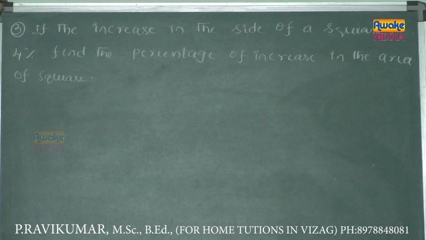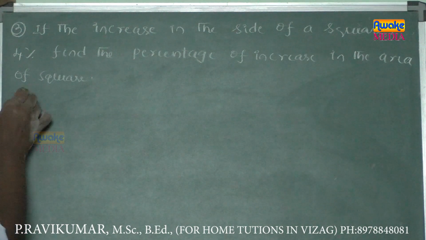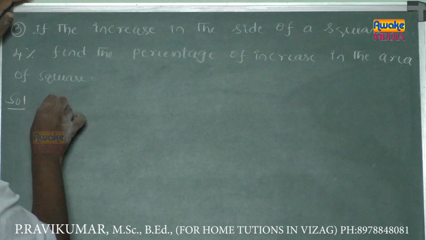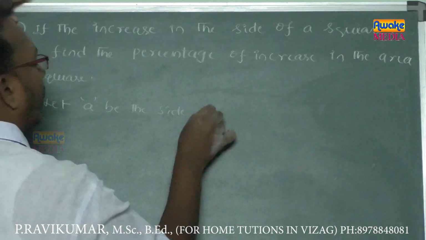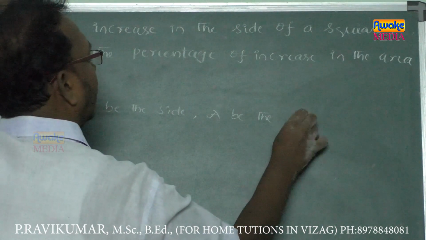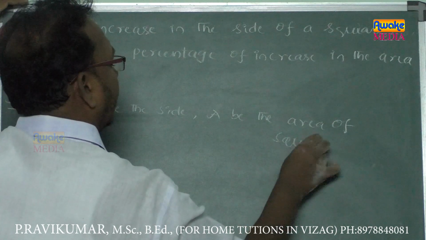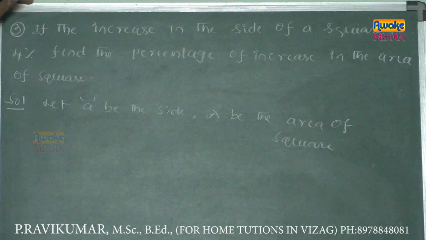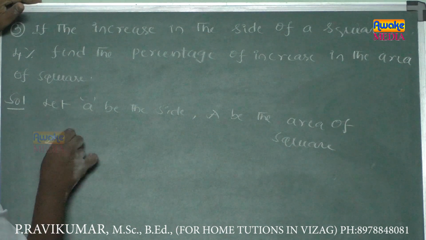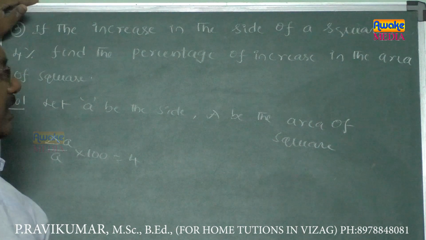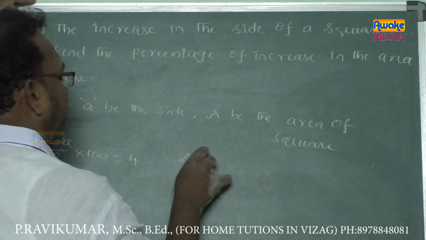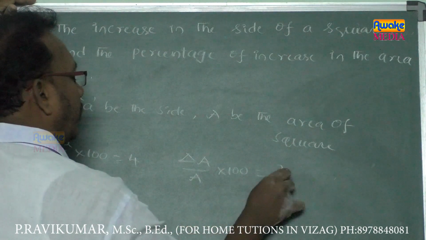Third question. If the increase in the side of a square is 4%, find the percentage of increase in the area of the square. Solution. Let small a be the side, capital A be the area of the square. Here the percentage increase in the side of the square is given, that is 4. That means delta a by a into 100 equals 4 is given. Here asking the percentage increase in the area, that means delta capital A by capital A into 100 equals question mark.